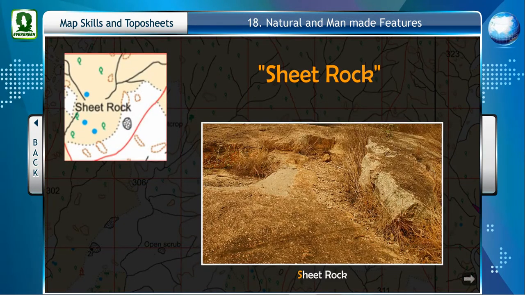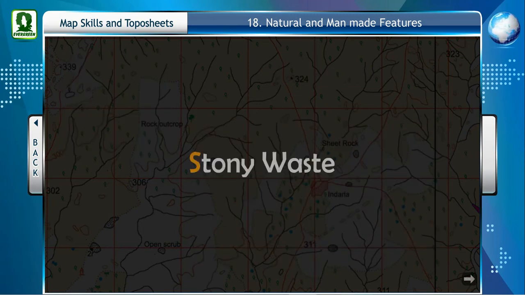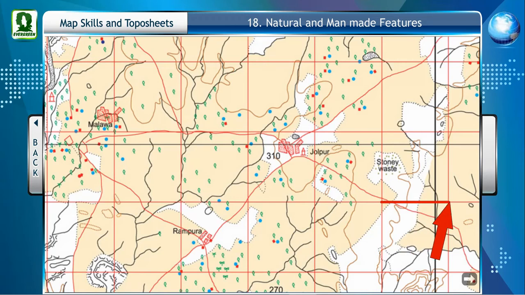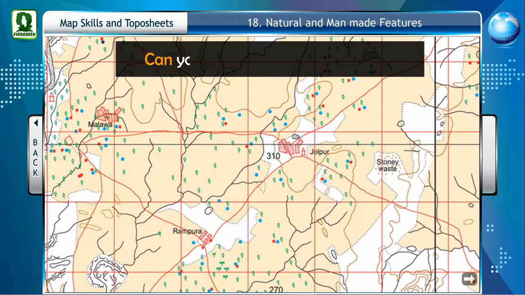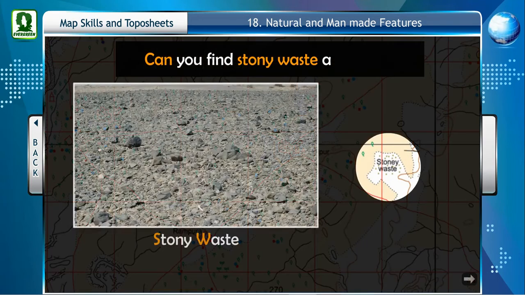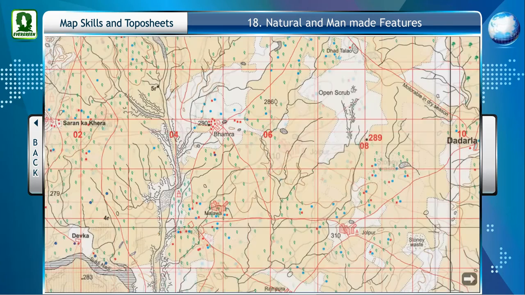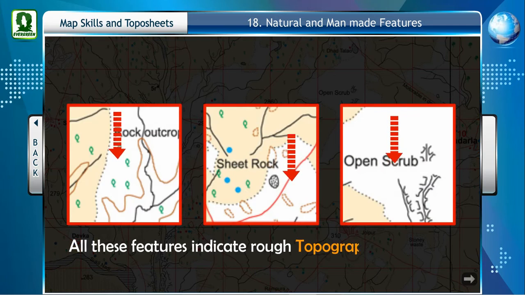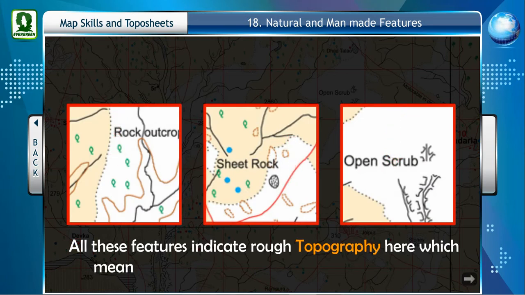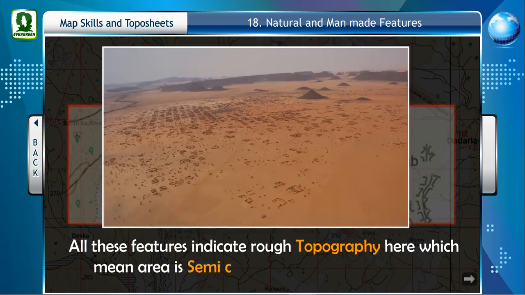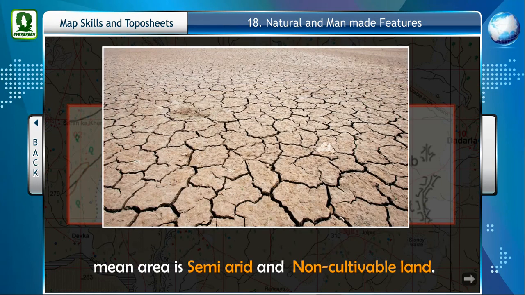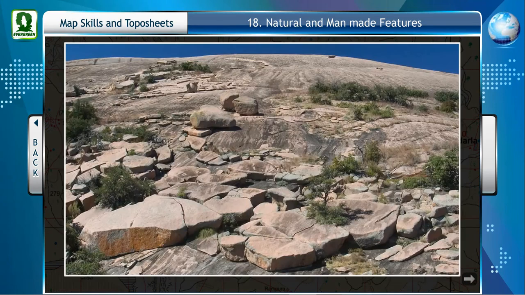Now let's see another feature, that is stony waste. Look at grid 0918. Can you find stony waste area here? Thus, all these features indicate rough topography here, which means area is semi-arid and non-cultivable. These features also indicate that weathering is very prominent in this region.